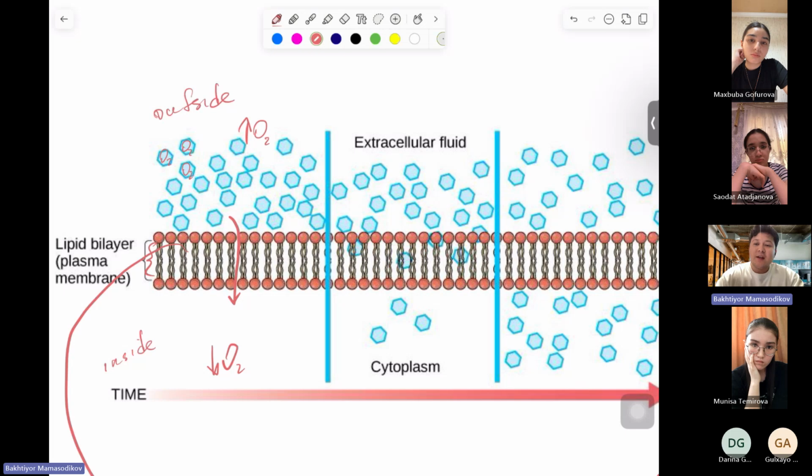Any ideas? Just express your ideas, even if you make a mistake. They can't. Why can't they cross with oxygen? They need something inside. Maybe inside something is pulling, right? You mean this? Yeah. Okay. Any other ideas?